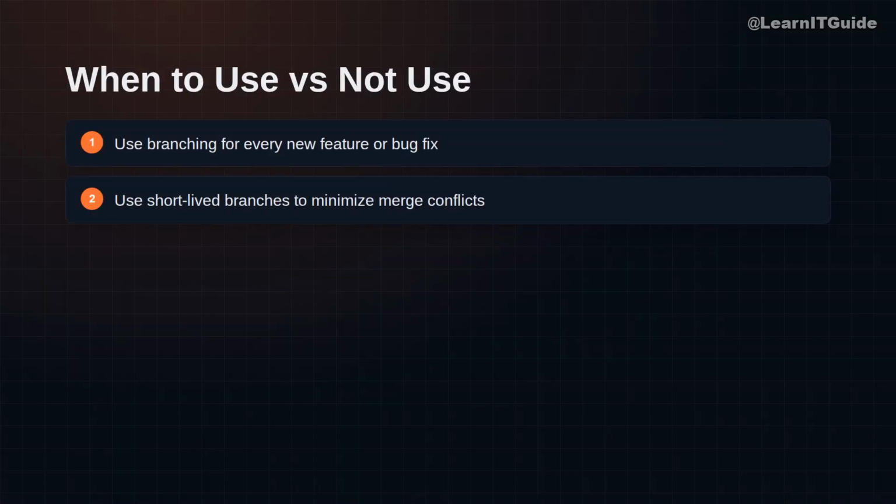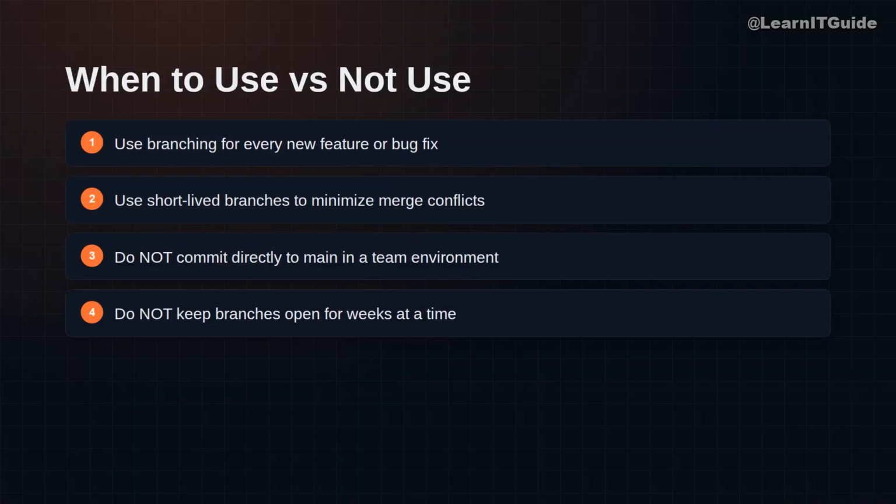When should you use this? Use branching for every single task, no matter how small. It keeps your main branch clean. But do not keep branches open for weeks. If you do, you will face massive merge conflicts. Merge often, keep them small, and stay productive. Use these criteria to decide if this tool is right for your situation.